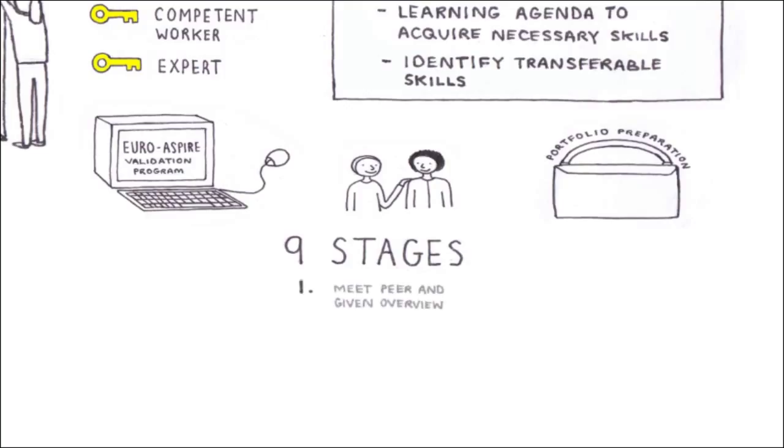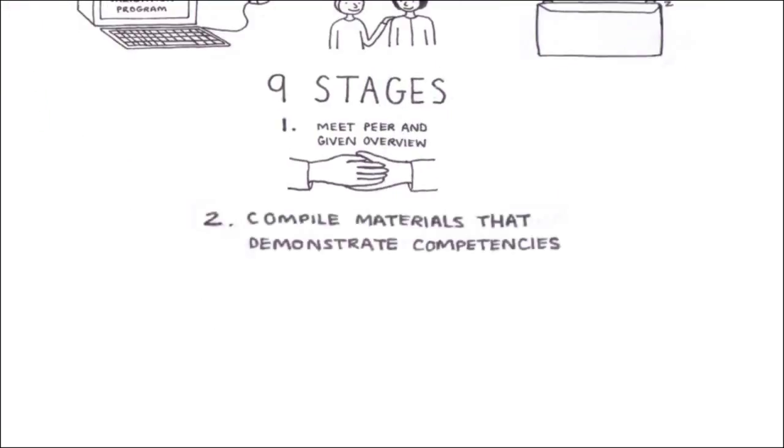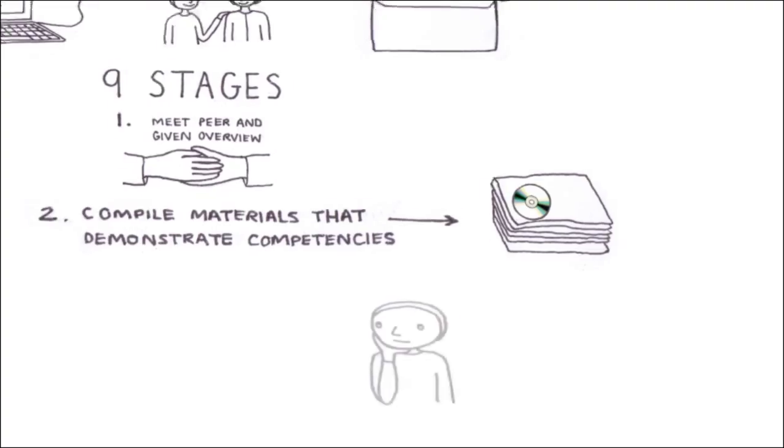Stage 1. You will make contact with your mentor and be given an overview of the validation process. Stage 2. You will compile a validation portfolio of materials that demonstrate your competencies. The portfolio can include audiovisual excerpts, photos, links to blogs and websites, reviews and articles, witness testimonies, and references from employers or contractors. These materials must have a direct reference to you and your work contribution.